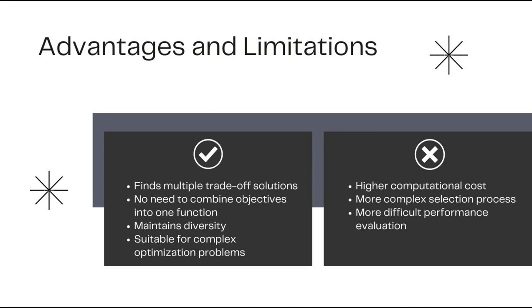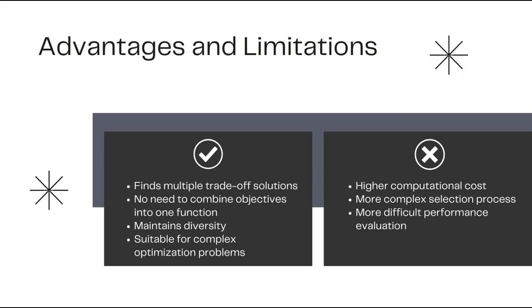On the other hand, multi-objective evolutionary algorithms also have limitations. They often require higher computational costs because multiple objectives must be evaluated and populations must be maintained. The selection process is more complex because it must consider dominance, diversity, and sometimes external constraints. Performance evaluation is also more difficult because it is not enough to measure one fitness value. The quality, convergence, and distribution of the Pareto front must be evaluated.